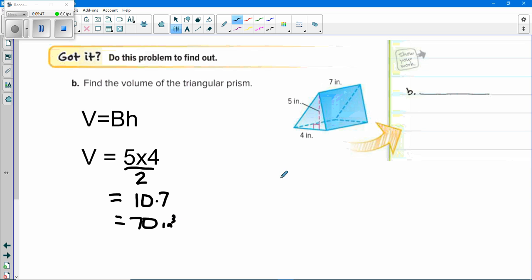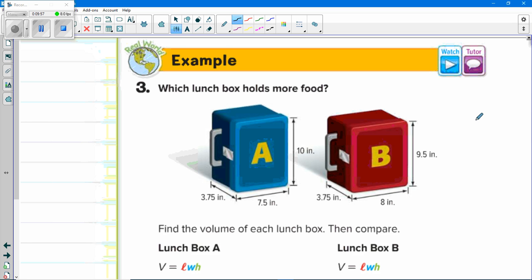And if you forget how to find the area of your bases, look in the back of your math book on the next to last page, the very back. All the formulas are there on your reference sheet. Okay, that leaves us one more.